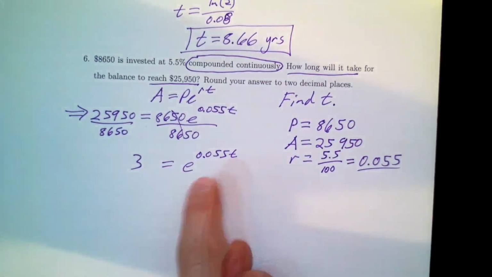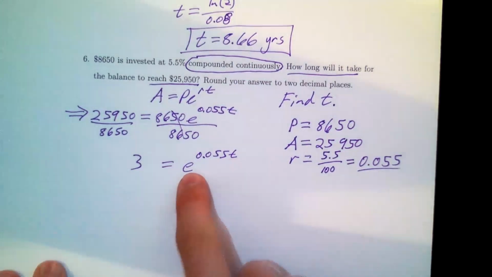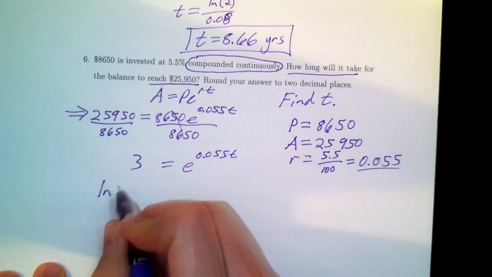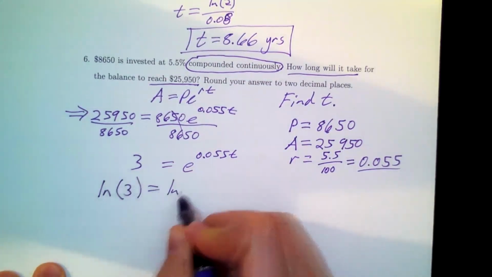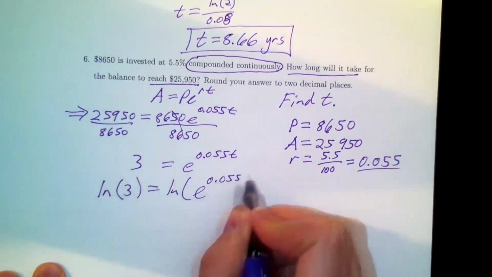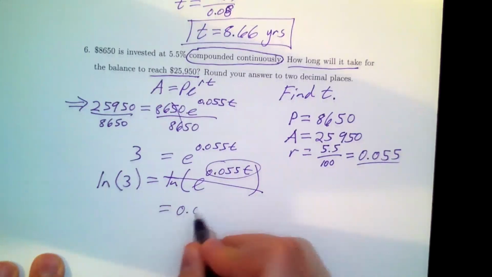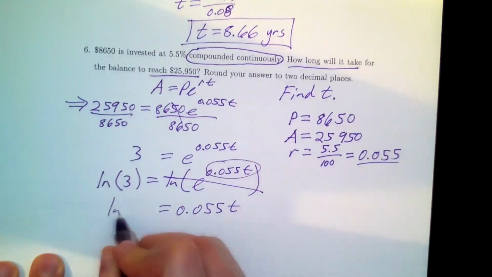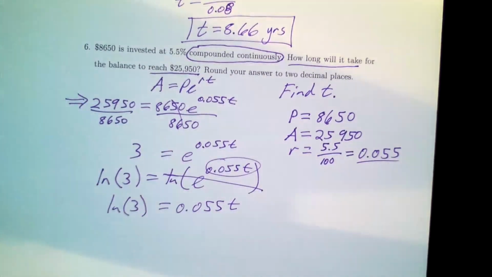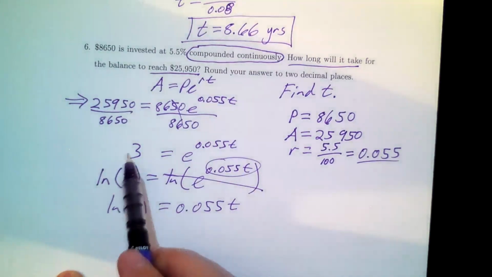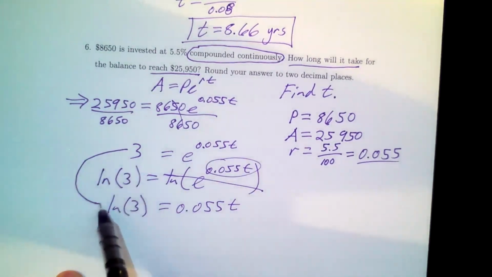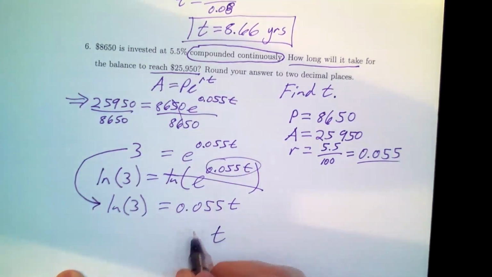But before I can get at the t, I've got to get rid of the e. So for that, I'm going to introduce the inverse function ln. So I'm going to take the ln of both sides. The ln and the e cancel, and on the right-hand side, I'm left with 0.055t is equal to ln of 3. Now, I did this cancel policy, but what I've really done is use that conversion formula and converted the exponential to a logarithm, and I get here. Solve for t by dividing by 0.055.